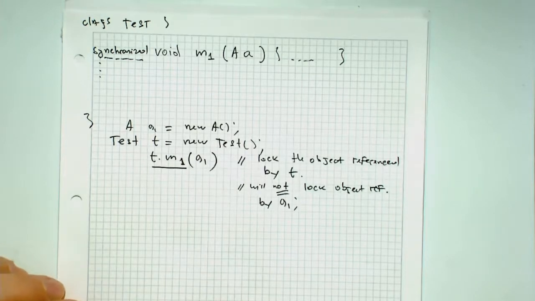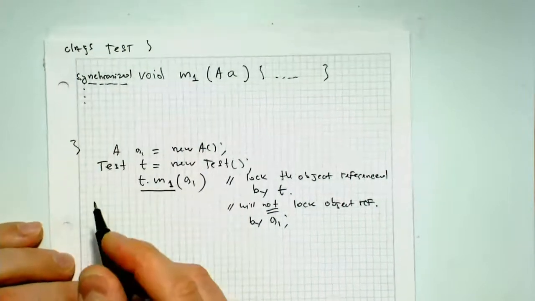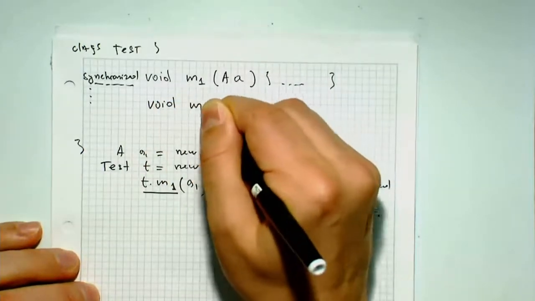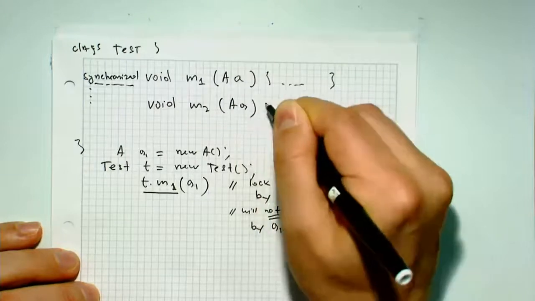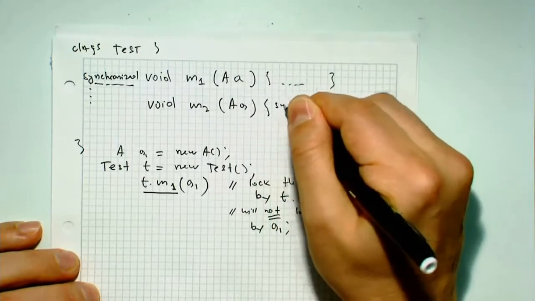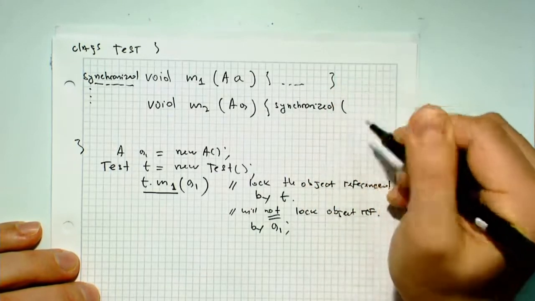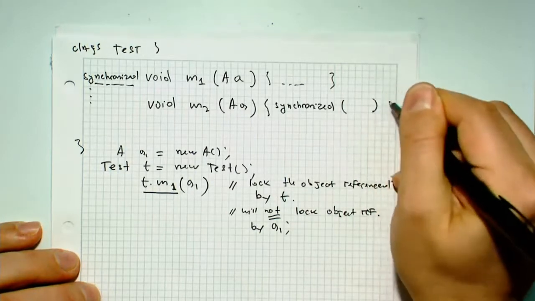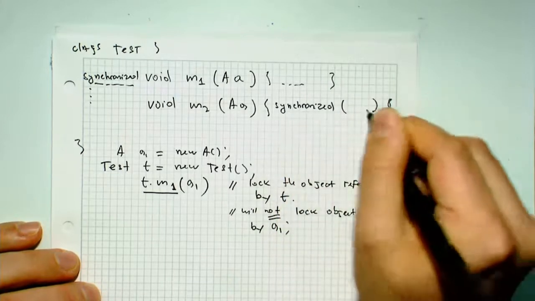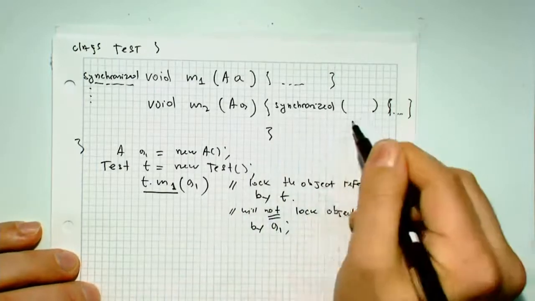I could have declared this method M1 instead of having the syntactic sugar of synchronized here. I could have just done something like void, let's call it M2, some other method. I don't want synchronized outside, I can just do it here. And what would I put here? You guys have to say. These are the brackets, and this is some code that happens, and then this is the end of the method.